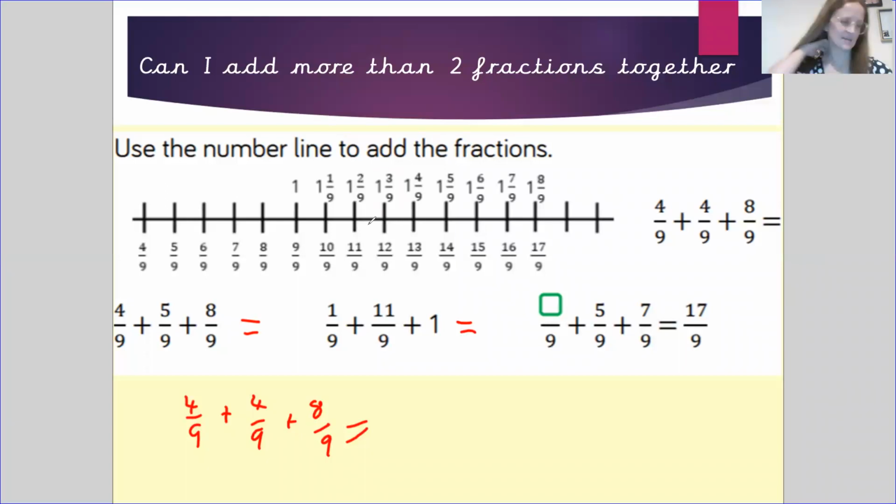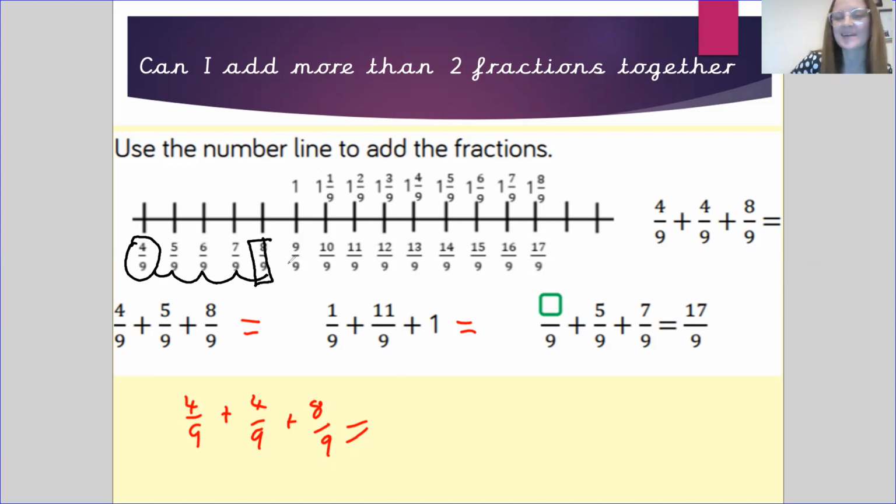Okay, so using this number line, I will show you how we would use this when we're adding. So the first question, if we look at this one, it says 4/9. So let's go to 4/9. We need to add 4 more. So we're going to go 1, 2, 3, 4, which would take us to this number here.